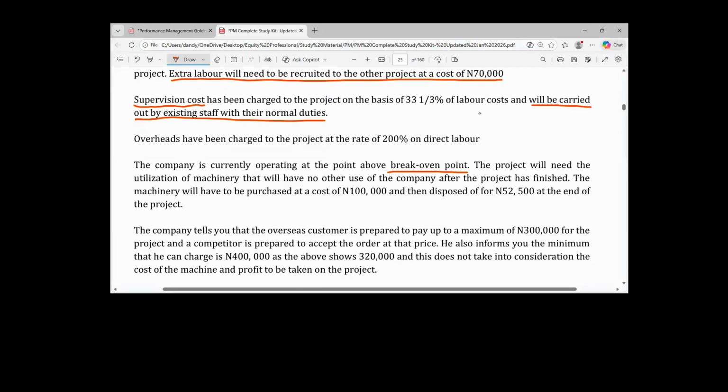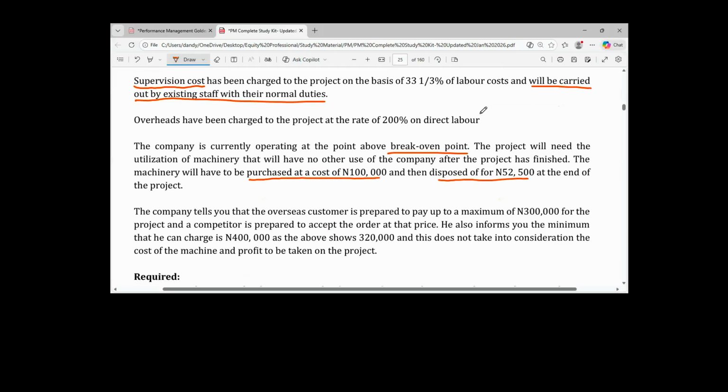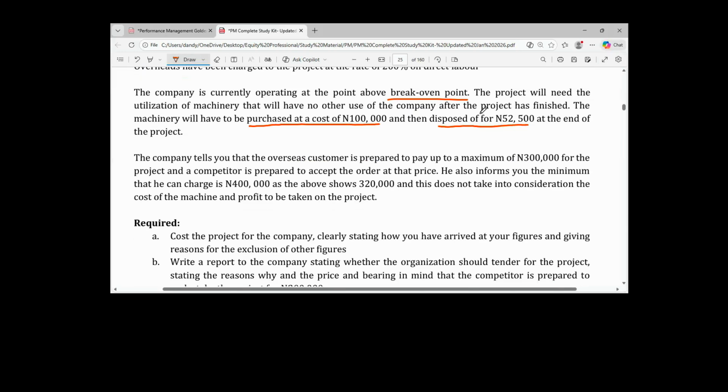will need the utilization of machinery that will have no other use for the company after the project has finished. The machinery will have to be purchased at the cost of 100,000 and then disposed of at 52,500 at the end of the project. The company tells you that the overseas customer is prepared to pay up to a maximum of 300,000 for the project, and a competitor is prepared to accept the order at that price.